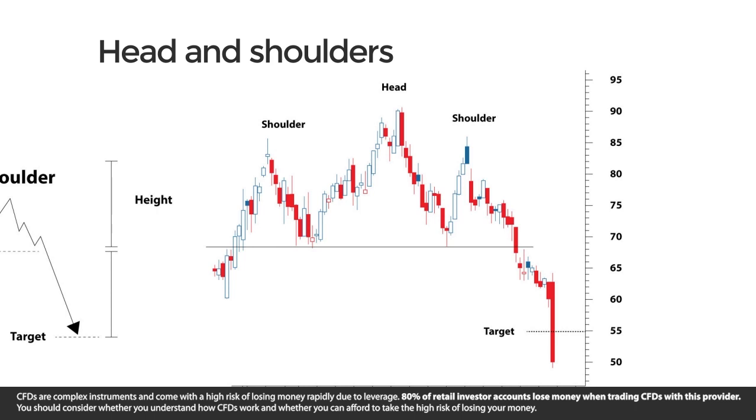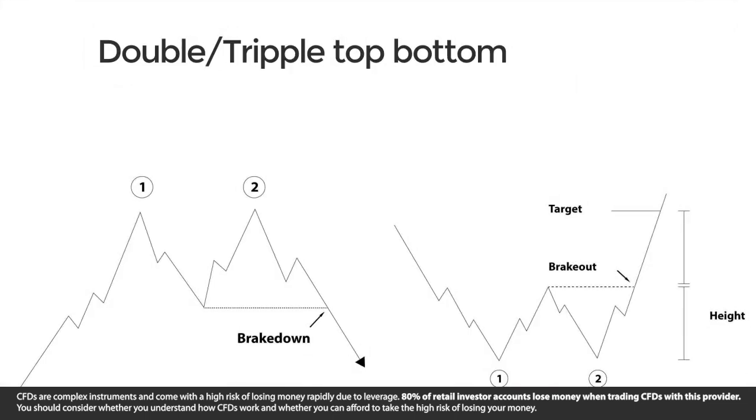Also, there is a reverse head and shoulders pattern that can signal the end of a downtrend. It follows the same logic, but instead of 3 tops, we have 3 bottoms. The last 2 patterns we will look at are the double top bottom and triple top bottom patterns. They serve as a confirmation of a support line or a resistance line.